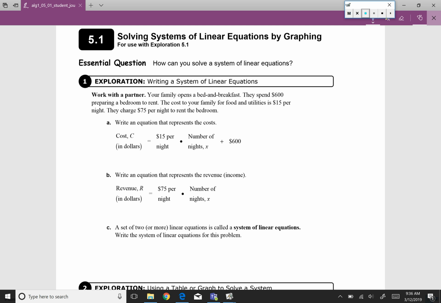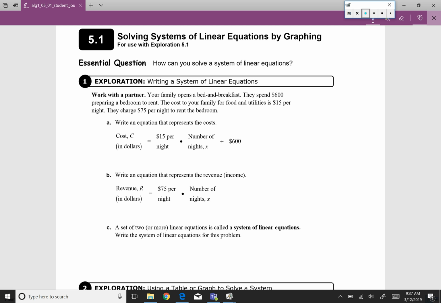So if we take a look at exploration 1, it says your family opens a bed and breakfast. They spend $600 preparing a bedroom to rent. The cost to your family for food and utilities is $15 per night. They charge $75 per night to rent the bedroom. So let's take a look at how we could write an equation for each piece of this problem.